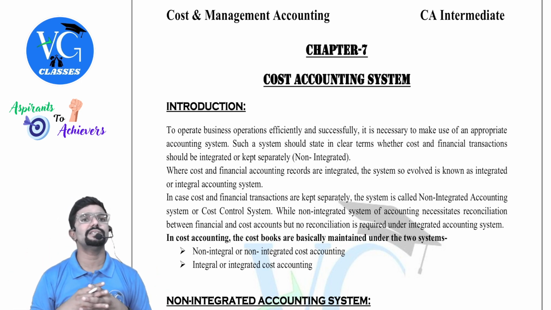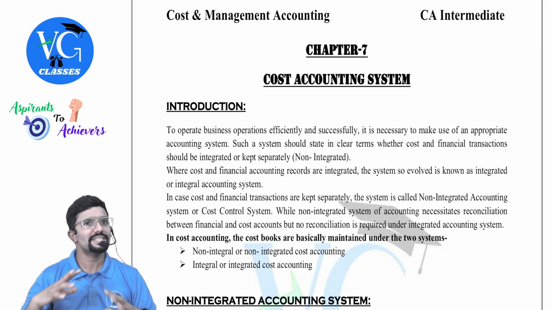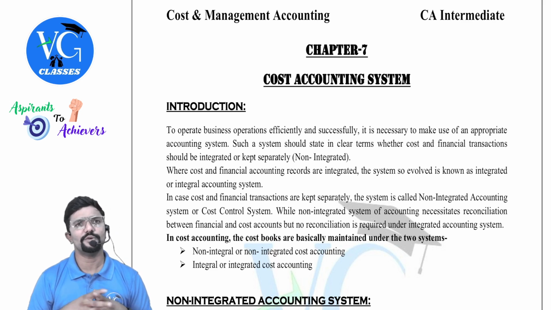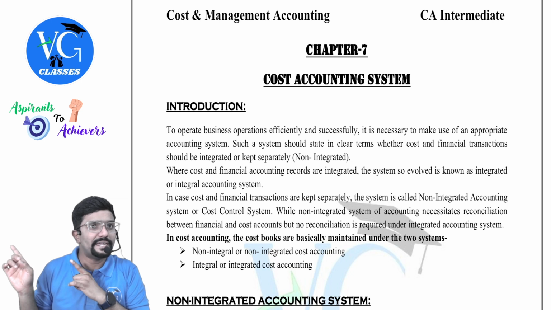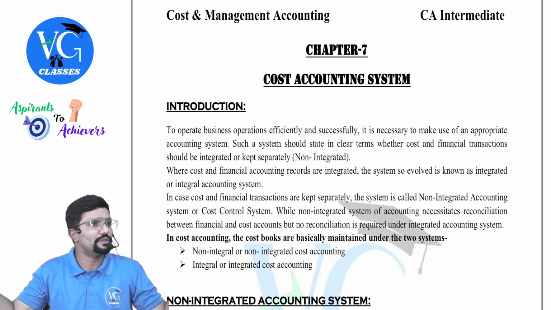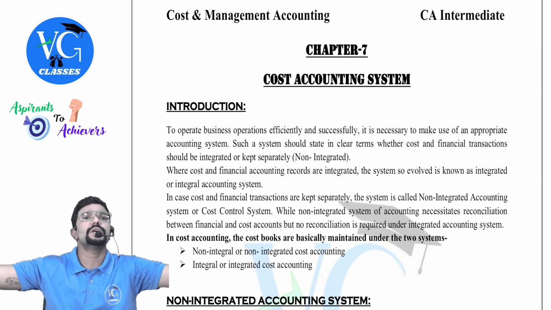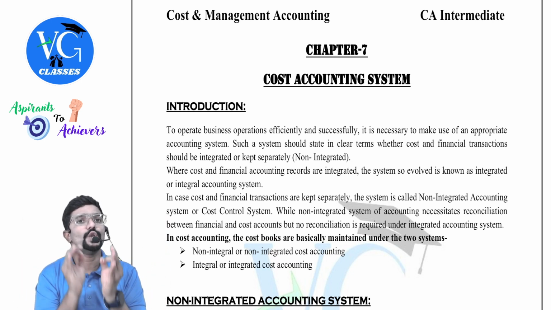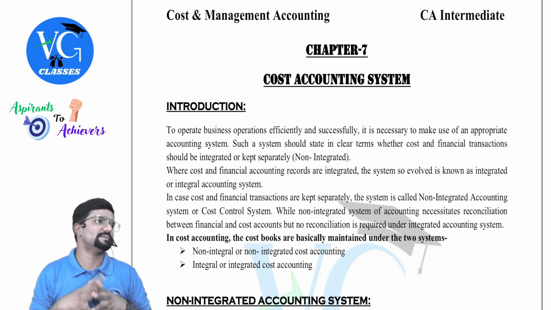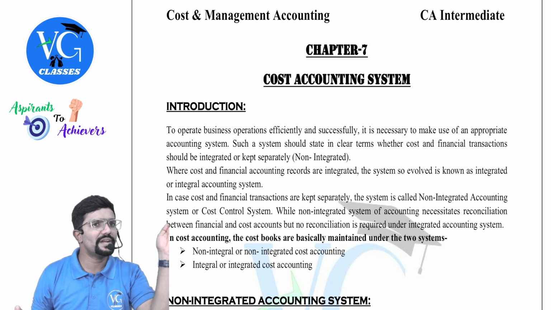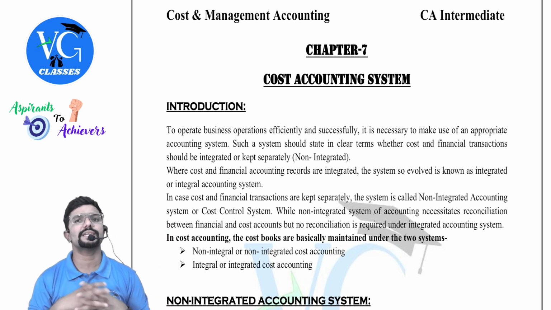The opposite to this is non-integrated. This is normally what is followed in practical life because there is a difference between the treatment of transactions in costing and financial. I cannot merge both. But for academic purposes, integrated is covered for you. Whereas when I separate both, that is, financial transactions I record in financial books, costing transactions in costing books, we call that system the non-integrated accounting system, guys. That means I am maintaining financial transactions separately, costing transactions separately.